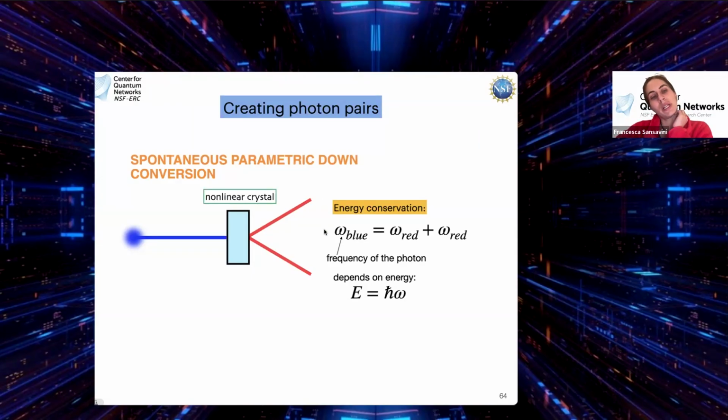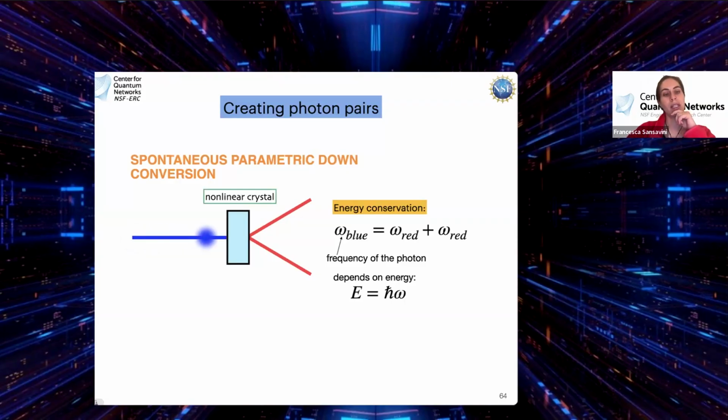We will talk about a process that is called spontaneous parametric down conversion. And spontaneous parametric down conversion works in the following way. We have one pump photon, we call it the pump photon. In this case, it's a blue photon. And this photon will pump a nonlinear crystal.